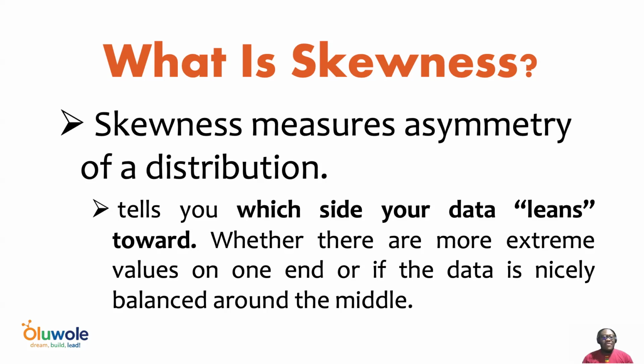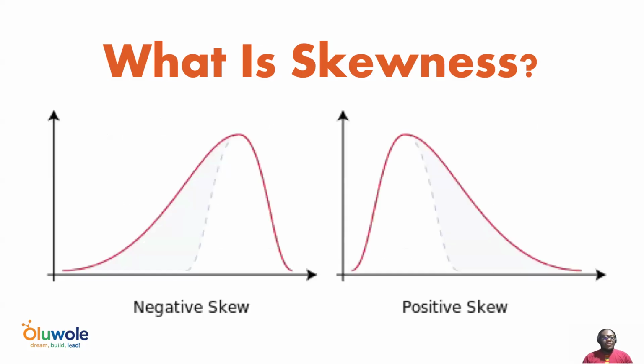So that's everything I've said here, this grammatical jargon I put there: skewness measures asymmetry of a distribution. Which side does your data lean toward? Look at it. What is skewness? If you look at this now, you realize that our data is leaning to the left-hand side. And so this is a negative skew. Please pardon my drawing. I realized it was very small, so I had to enlarge it. So you can see that this is a negative skew.